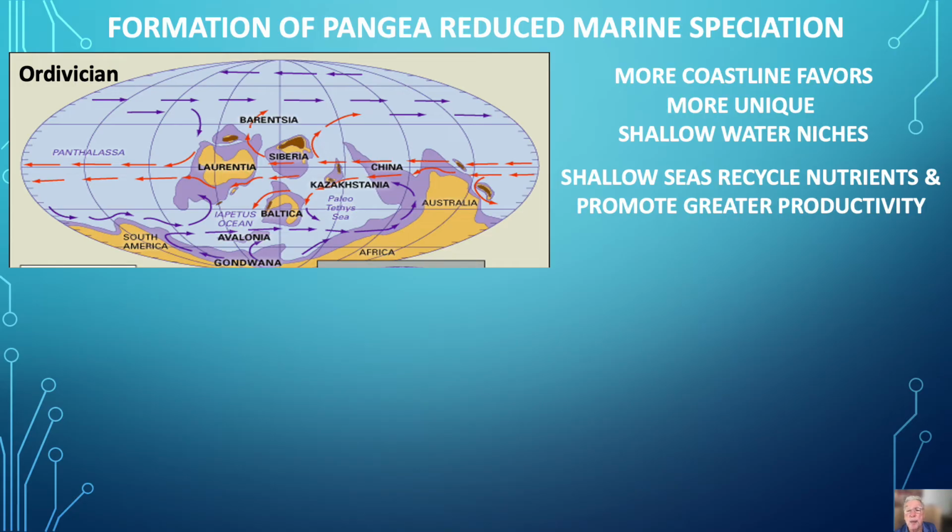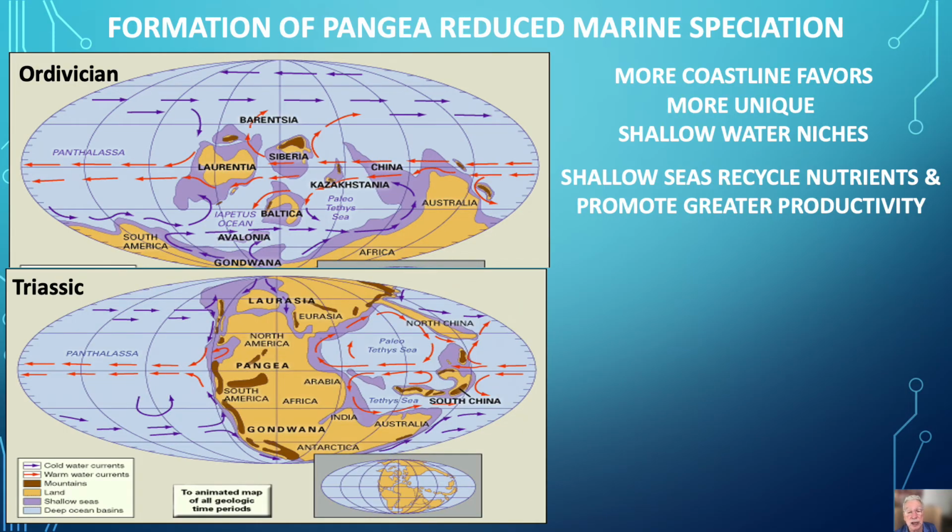There were also more abundant shallow seas that readily recycled critical nutrients that would otherwise be sequestered in the deeper ocean. The convergence of those Ordovician microcontinents into the fully united single continent of Pangaea during the Permian reduced coastlines and the areal extent of shallow seas.